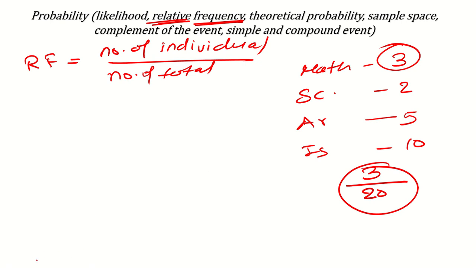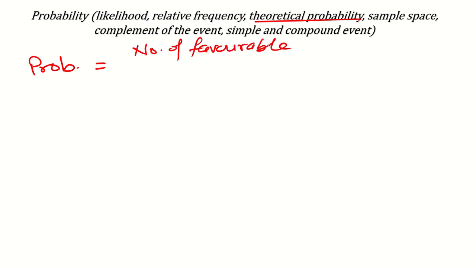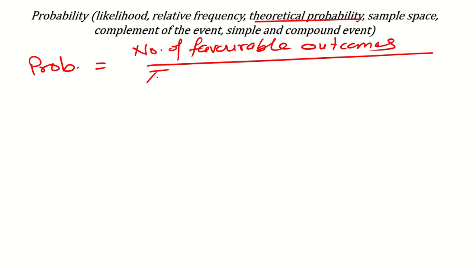Now, what is the meaning of theoretical probability? Theoretical probability means the basic formula of probability. And what is that? The basic formula of probability is the number of favorable outcomes. Favorable means whatever is in our favor, whatever is part of the success of the event. So number of favorable outcomes divided by the total number of elements in the sample space. We'll discuss what is the meaning of sample space.